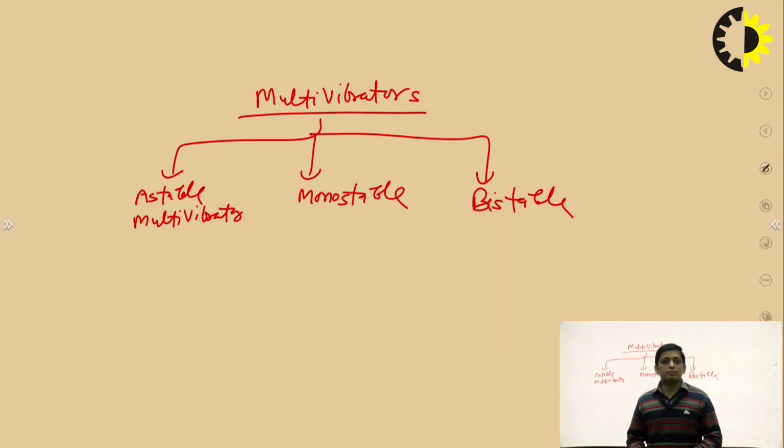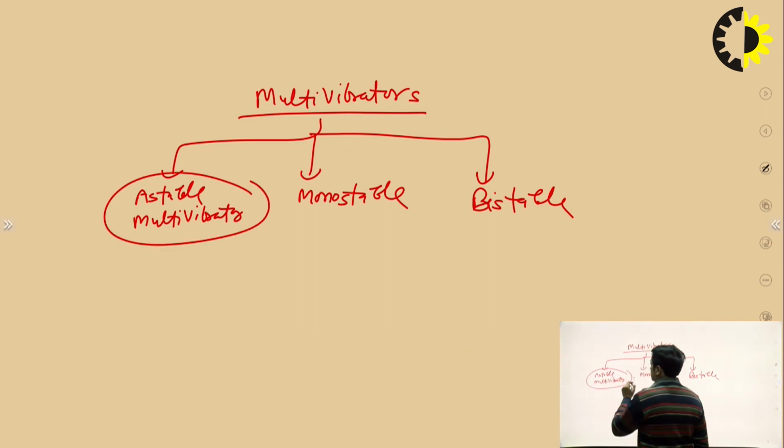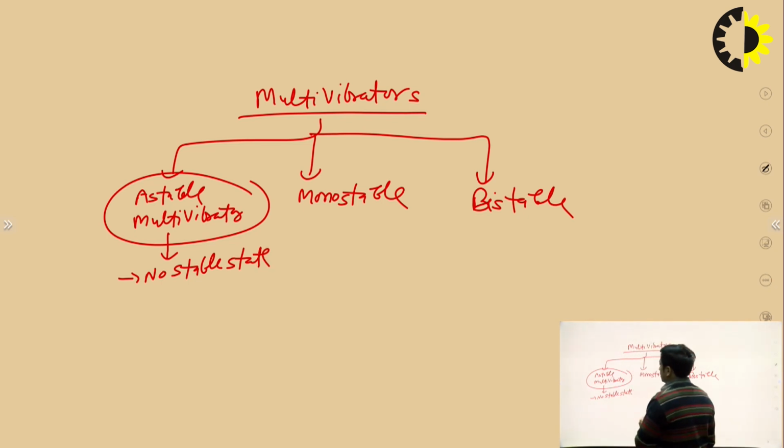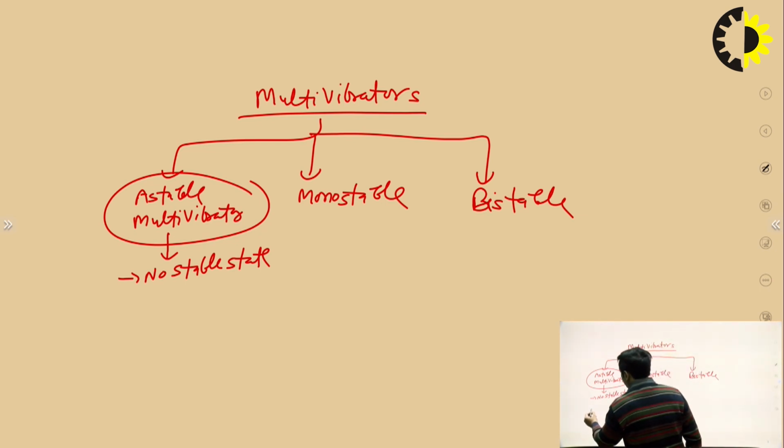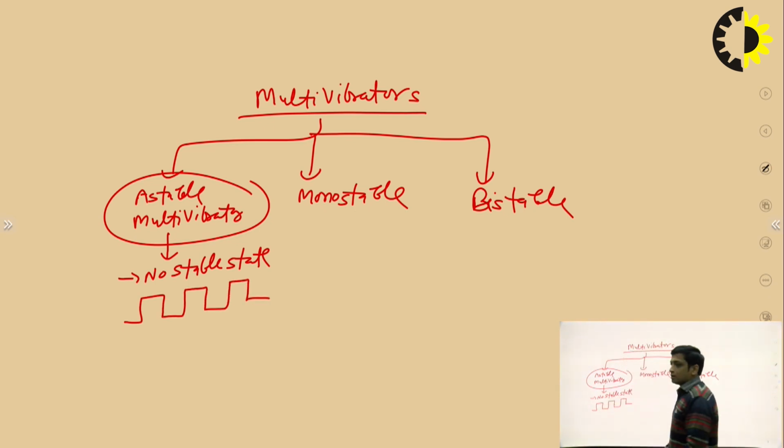So, starting with the astable multivibrator. Astable multivibrator is the multivibrator which has no stable states. It means that the output of the astable multivibrator continuously changes its state from low to high, high to low, low to high, high to low. So, at the output of the astable multivibrator, what do we get? We get a pulse waveform, a square waveform.